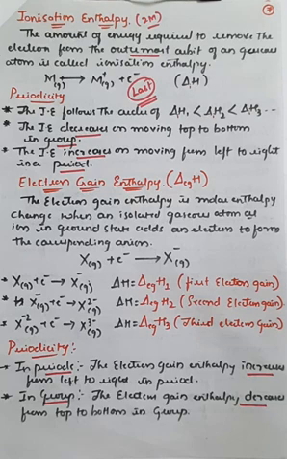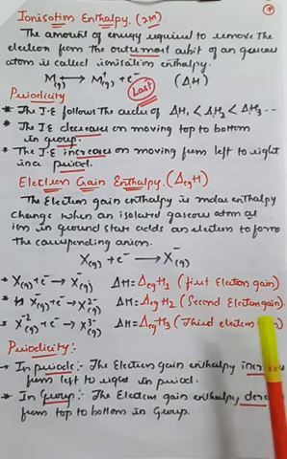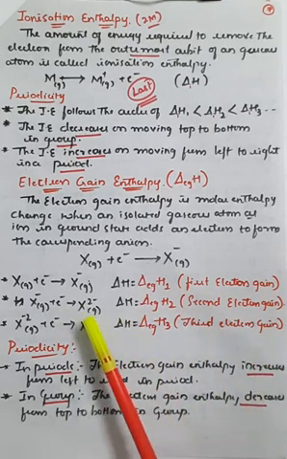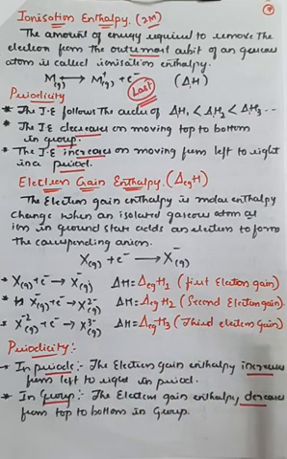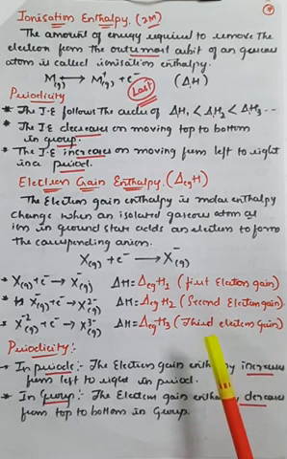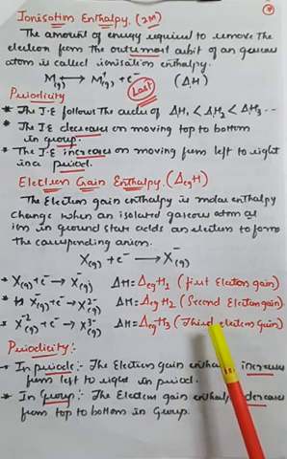Similarly, the electron gain enthalpy is nothing but the molar enthalpy change when an isolated gaseous atom or an ion in its ground state adds an electron to form the corresponding ion. That is generally called electron gain enthalpy. And we have seen whenever one electron is added, we call it the first electron gain enthalpy. If you add a second electron, it converts into X2 minus, and that is called the second electron gain enthalpy. Like that, if you go on adding electrons, it becomes the third electron gain enthalpy, the fourth electron gain enthalpy, like this, right?